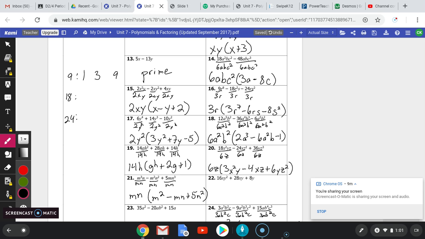So you do 18. 1 and 18. What else? 2 and 9. What else? 3 and 6. Do 24. You have 1 and 24, 2 and 12, 3 and 8, 4 and 6. So then I look here. Okay, 2 of them have 9s, but they all don't. So the biggest number that's in all 3 was 3. So that, ladies and gentlemen, is how you do factoring polynomials using GCF.